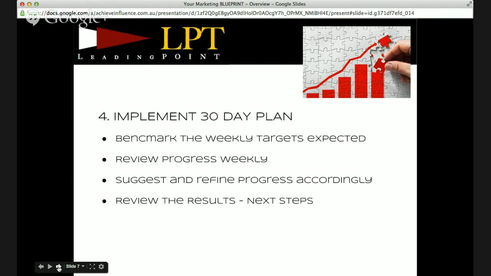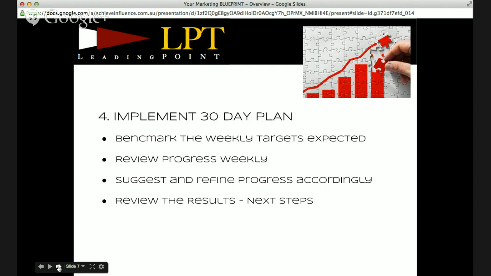Finally, we then implement the 30-day plan where we benchmark the weekly targets that we expect to hit and reach at the end of each week over the 30-day period. We also review the progress weekly of what we have been able to accomplish and how many qualified leads we have been able to attract to build your pipeline and develop a sales funnel for you. We then suggest and refine the progress accordingly from week to week in order to improve upon the results of the previous week through a test and measure approach.